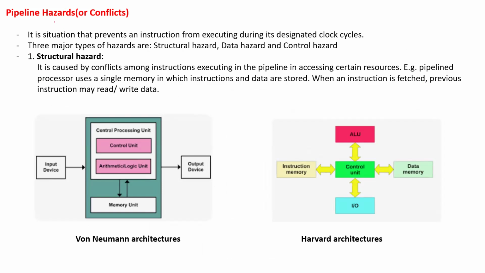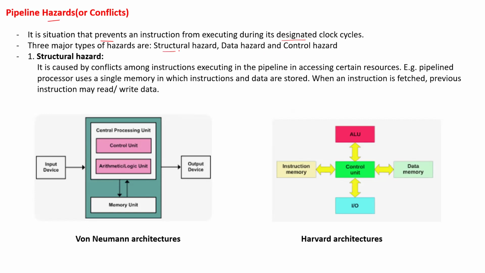Next we have another question: what are the various hazards in the case of an arithmetic or instruction pipeline? Here we have three different types of hazards that we are going to see. What is the meaning of hazards? It means what problem we are going to get in execution, even in an instruction pipeline. A situation that prevents an instruction from executing during its designated clock pulse is called a hazard situation.